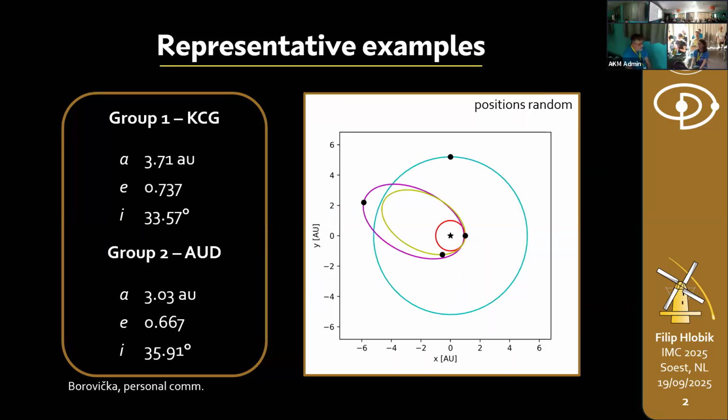The inspiration came after hearing a talk from Jiří Borovička. Afterwards, we wrote him an email and asked for a few representative examples of those orbits, and we received one Kappa-Cygnid meteor and one August Draconid meteor to simulate. We can see them on the graph here: the shorter orbit belonging to the August Draconid, and the longer to the Kappa-Cygnid.